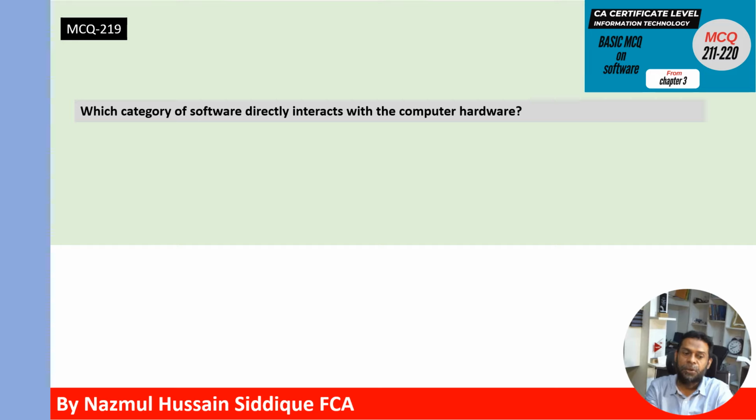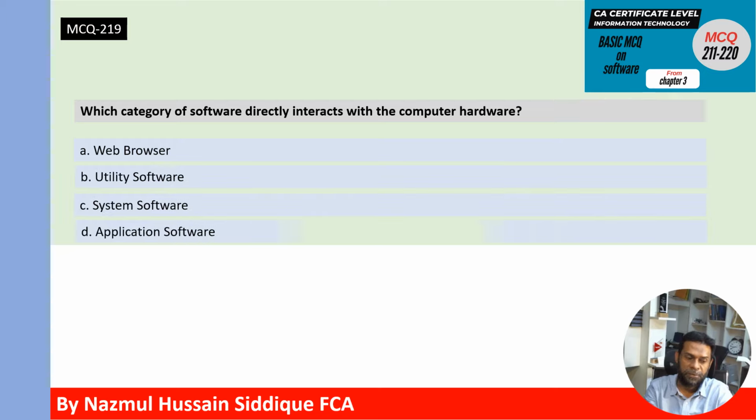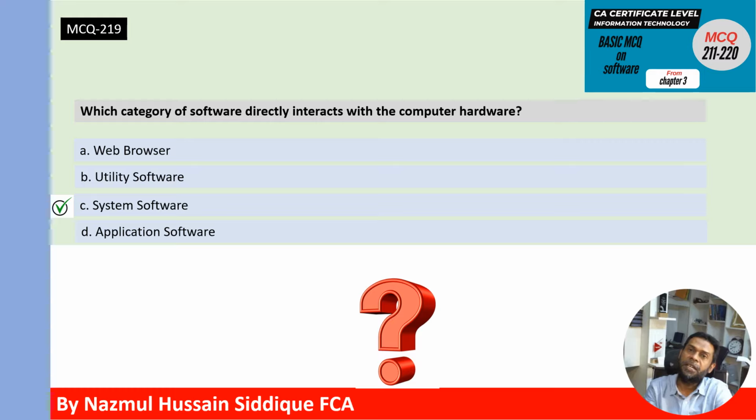Next question. Which category of software directly interacts with the computer hardware? Option A, web browser. Option B, utility software. Option C, system software. Option D, application software. Which category of software directly interacts with the computer hardware? The correct option is C, system software directly interacts with the computer hardware.